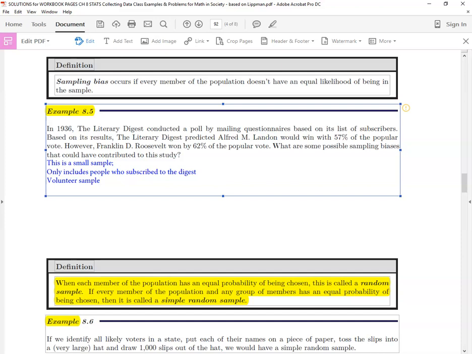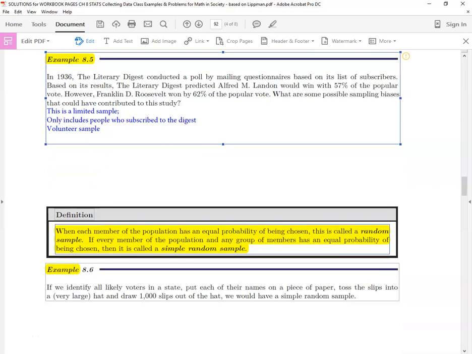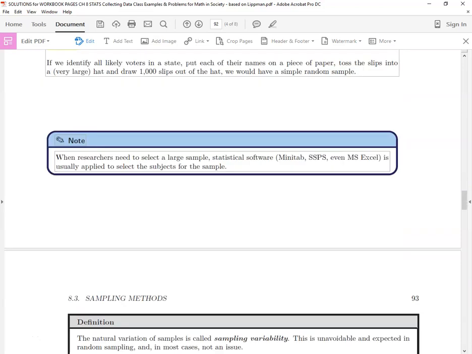This is a small sample, which isn't necessarily really bad, but I should maybe say it's a limited sample, in that it only includes people who subscribe to the digest. It's also a volunteer sample. This one we already talked about.